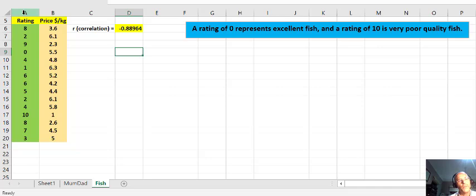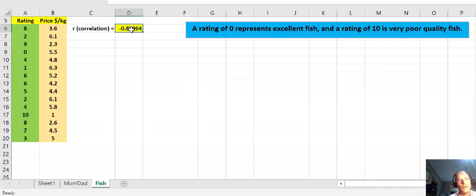Now we have here the blue rectangle explains what we're doing. So fish, at this fish market, get a rating. It goes from 0 to 10. 0 is great, 10 is very poor. Okay, and the price per kilo depends on the rating that the fishmonger gives it. So you can see some data there in the two columns.